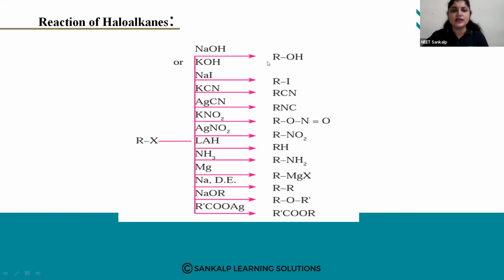So now this is a reaction of haloalkanes. If you take a haloalkane RX and react it with NaOH or KOH, it gives you ROH. So this is a substitution reaction you can see here. What is happening here? RX is the alkyl halide you have taken, you react it with a base, either KOH or NaOH, and it gives you alcohol.